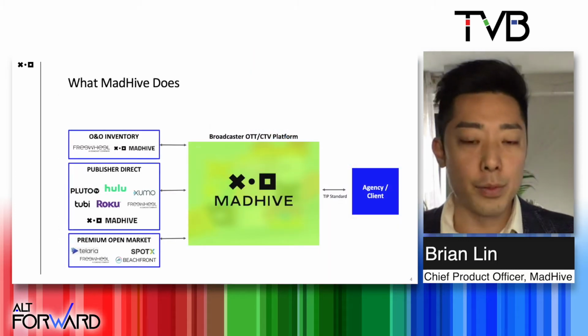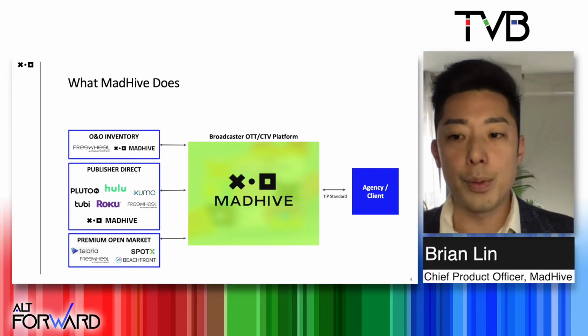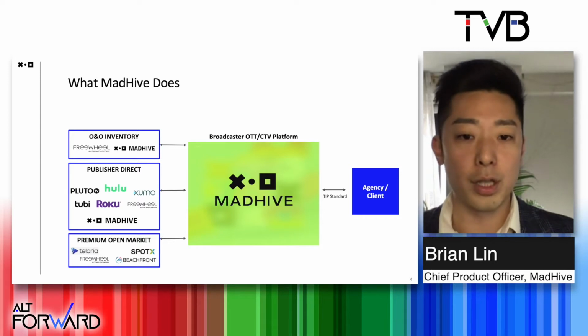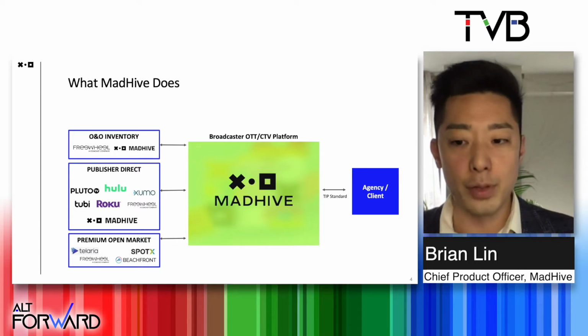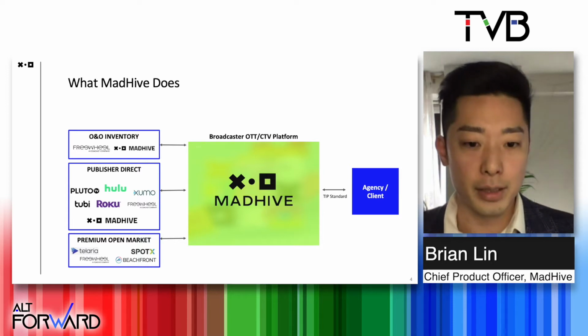So with MadHive, sellers can optimize their own PMP and open market sourced inventory through our platform, as well as surface to their clients through an API by leveraging the TIP standard. And as each customer has a differentiated offering on top of our pipes, you can kind of think of us as the Squarespace for ad tech.